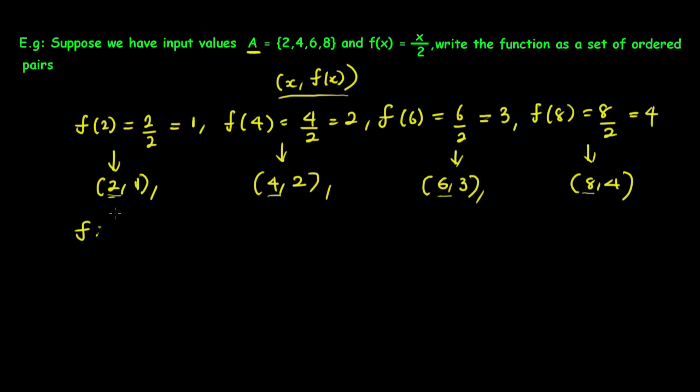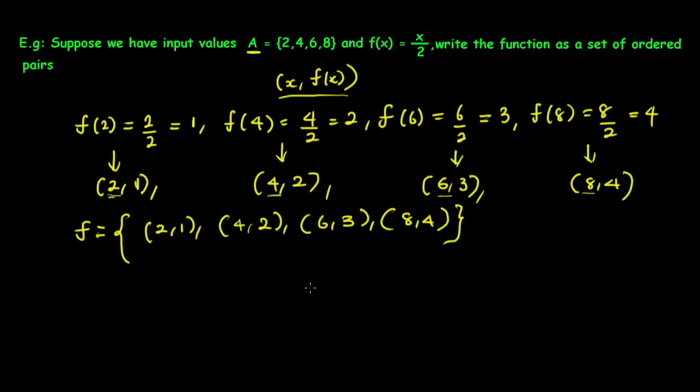So f will be equal to 2 comma 1, 4 comma 2, 6 comma 3, and lastly 8 comma 4. So this is our function. So let's look at another example.